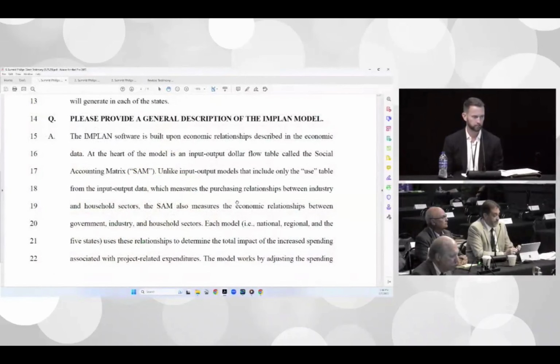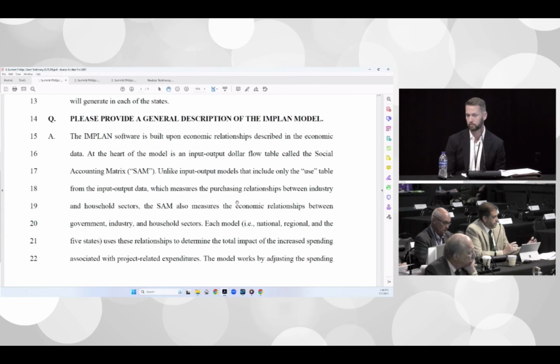In your direct testimony at page 4, line 15, you explain in some detail what the IMPLAN model is, and you talk about the social accounting matrix. Is it accurate to say that that data set attempts to estimate secondary and tertiary economic activity? Yes. So generally speaking, is it accurate to think about IMPLAN as a tool that attempts to estimate economic ripple effects of large industrial developments? It can certainly be used for that, yes.